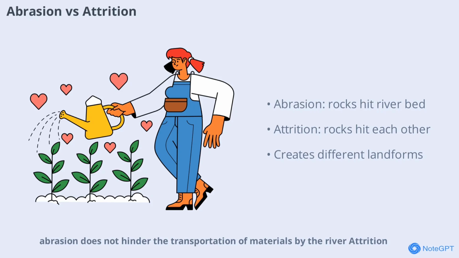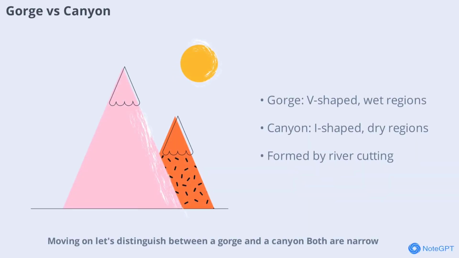Attrition, however, happens when rock fragments collide with each other, reducing their size. This process is less effective than abrasion and results in the creation of sand, silt, and clay. Attrition can hinder the transportation of materials to some extent and may reduce the depth of river channels due to deposition. Moving on, let's distinguish between a gorge and a canyon.